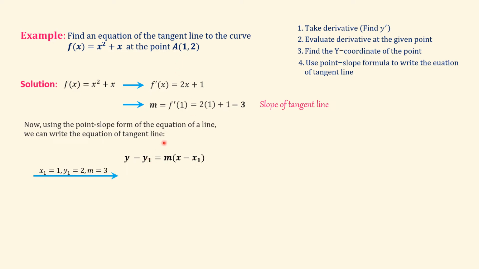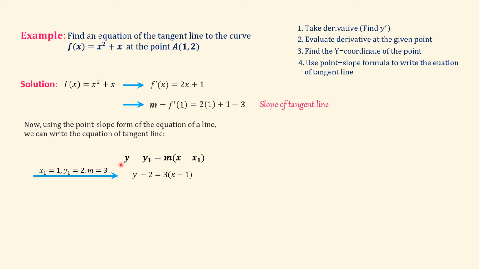y sub 1 is 2. Then the slope of tangent line is 3. So x sub 1 is 1, and y sub 1 is 2, and the slope of tangent line is 3. If we plug in these values in the point slope formula, we have y minus 2 equals 3 times x minus 1. So this is the equation of the tangent line to this curve at this point.